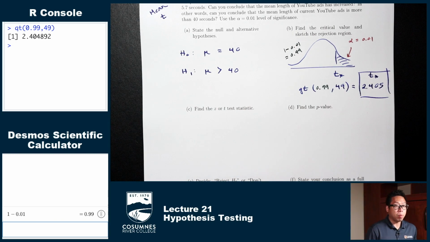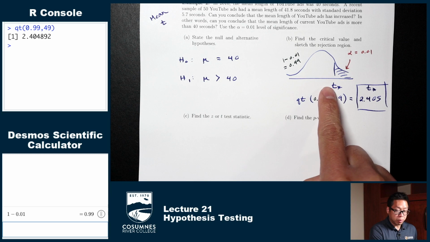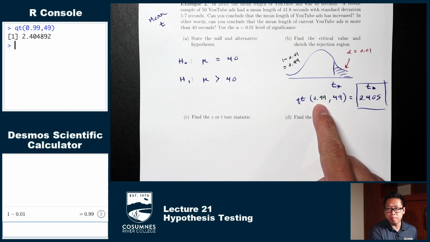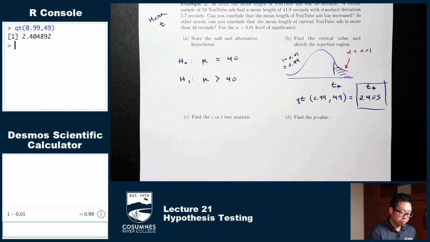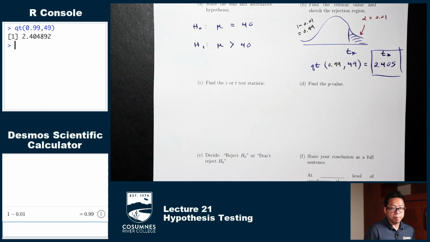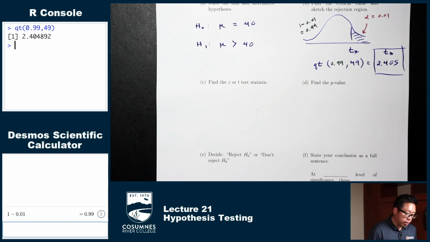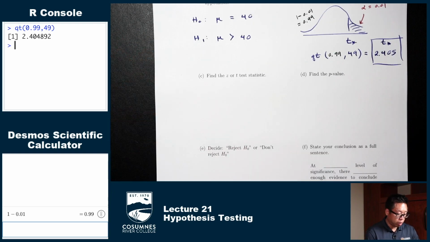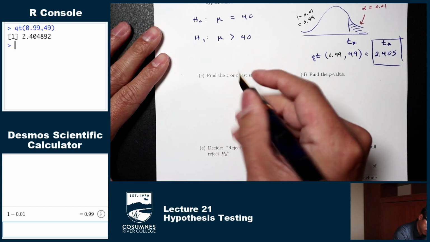If this were a proportion question, this would be a z star, and you would be doing qnorm here, and qnorm would only have 0.99. qnorm does not have a degrees of freedom. Part C. Find the z or t test statistic. So we're talking about means here, t's. So I should be using the t formula for test statistic.